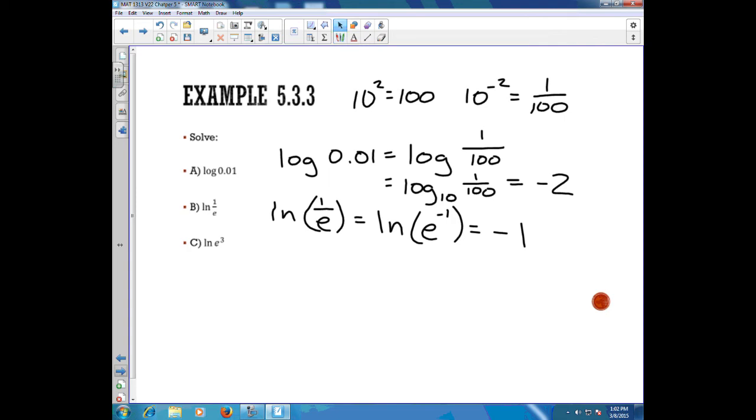And we can do the same trick on the last problem. The natural log of e cubed is just 3. What power do you raise e to get e to the third? Well, it's just 3.